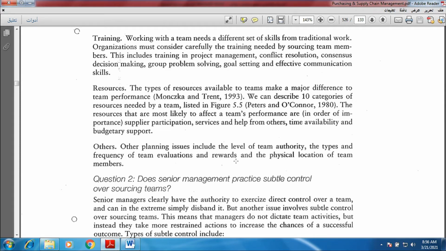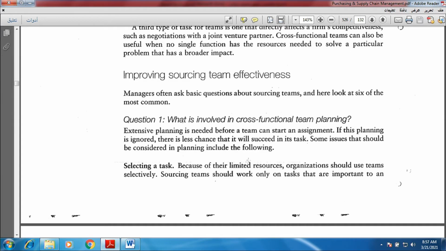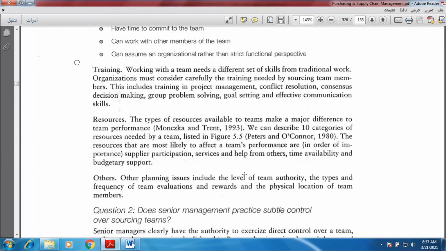So we have multiple issues to be considered. So this is question number one, which is what are the issues involved in cross-functional team planning. These issues should be taken into consideration.